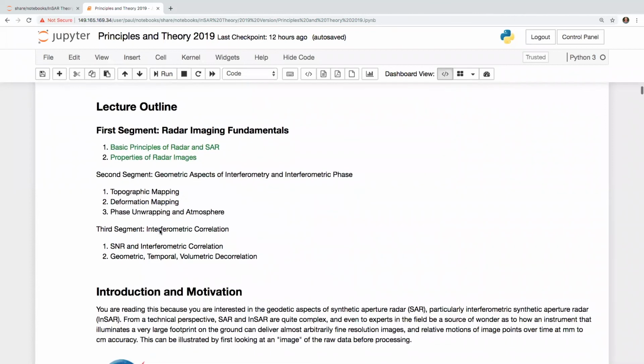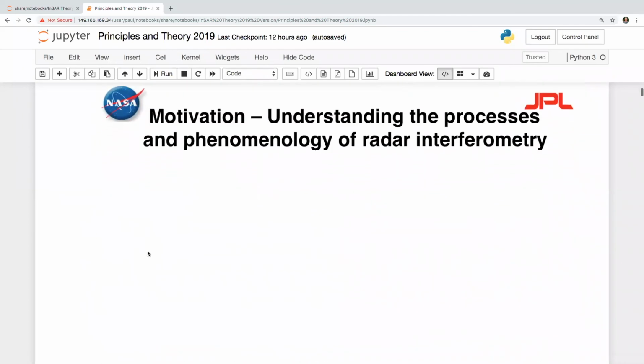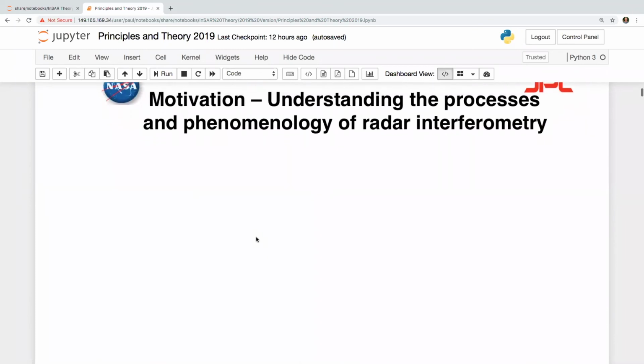So it's organized into three segments. The first segment is just going to be about SAR and radar in general. That's going to be this first hour. And then in the afternoon, I'm going to cover pretty quickly just the concepts of interferometry and decorrelation. All right, so this one is not going to work very effectively without the PowerPoint mode, but I'll scroll through it anyway.